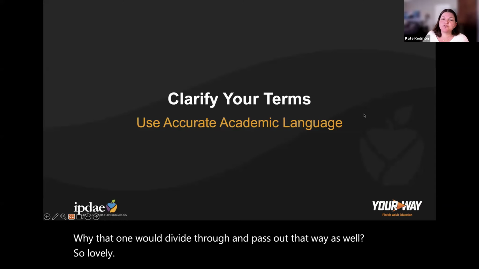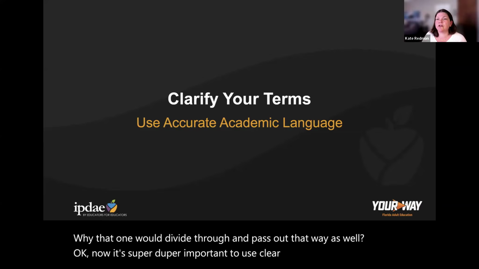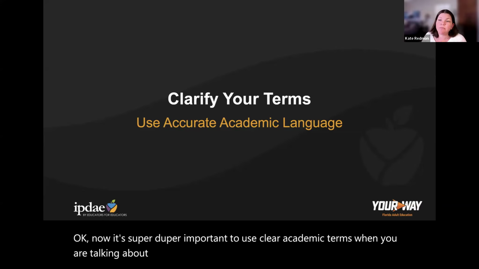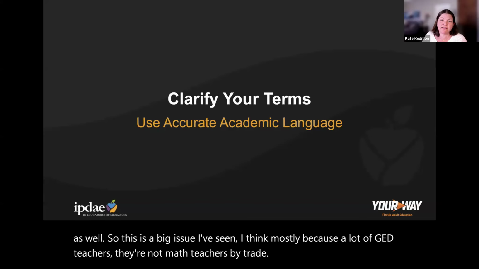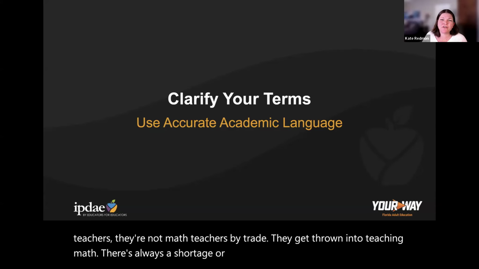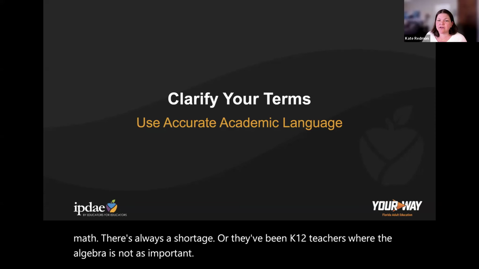Okay, now it's super duper important to use clear academic terms when you are talking about algebra. Students mix them up and teachers mix them up as well. So this is a big issue I've seen. I think mostly because a lot of GED teachers, they're not math teachers by trade. They get thrown into teaching math. There's always a shortage, or they've been K-12 teachers where the algebra is not as important. And so it's really important to use accurate academic language.